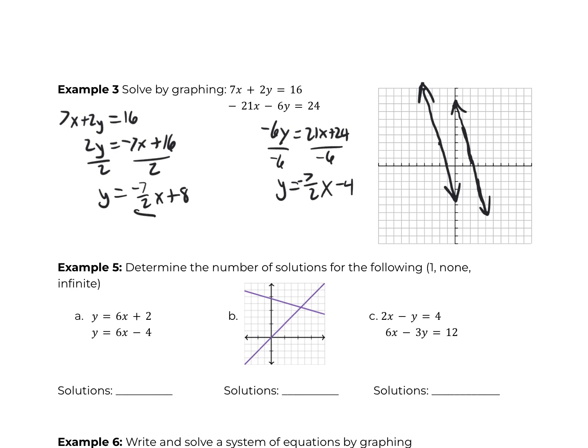Also, notice I have the same slope, so those are obviously parallel lines. Parallel lines have congruent slopes, and because they have congruent slopes, these are never going to touch, so there are no solutions.